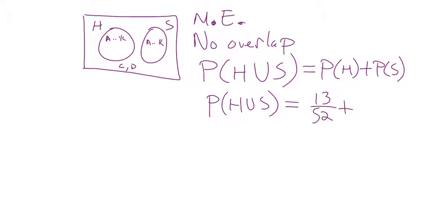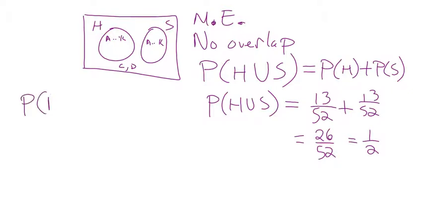How many spades are there? Out of? And that's equal to 26 out of 52, which is 1/2. That makes sense. Half the cards are hearts or spades, half the cards are clubs or diamonds. Okay. So, no overlap. These events are mutually exclusive. The formula for mutually exclusive looks like this. The probability of A or B is the probability of A plus the probability of B. You just add them together.